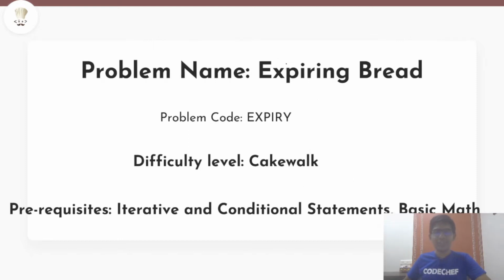So today's problem is expiring bread. The difficulty level of this problem is cakewalk because you only need to know the very basics of math and iterative and conditional statements in order to understand my solution. And because this is the first problem of the starters contest in division 4.